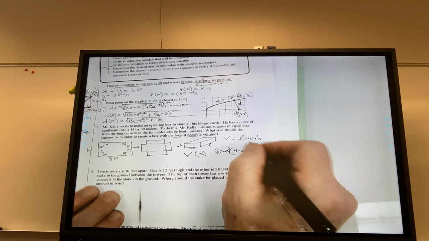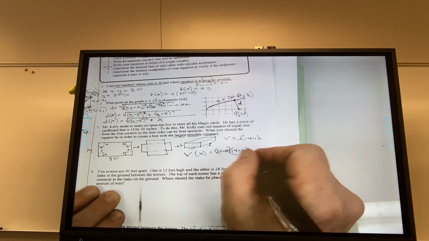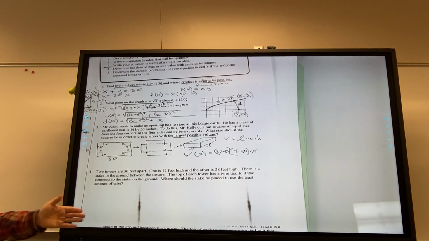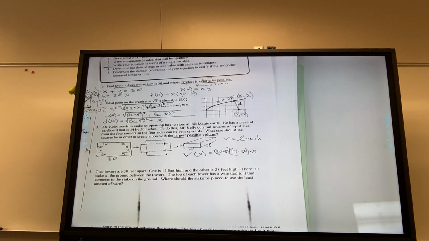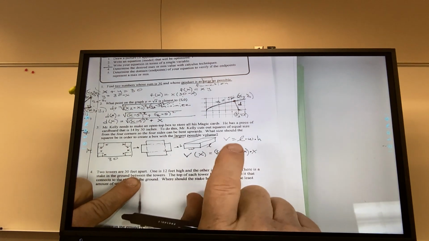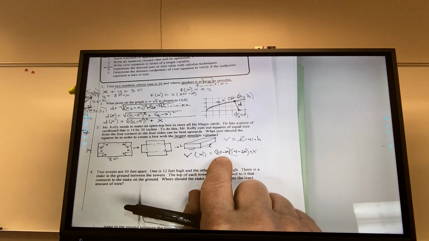So here's my length, here's my width, I need a height. Yeah, x. Bam, I'm done. That's as far as you need to get today. That's the volume in terms of x. That's the function we're going to maximize. You doing okay? All right.